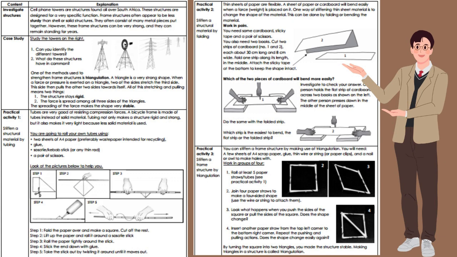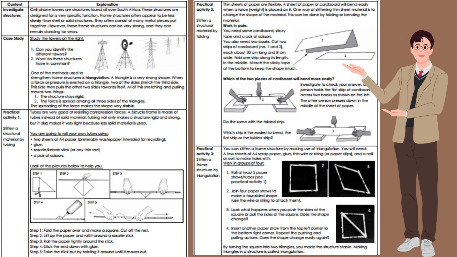You are going to roll your own tubes using 2 sheets of A4 paper, preferably waste paper intended for recycling. Glue. A sosatie/kebab stick or any thin rod. A pair of scissors. Look at the pictures below to help you.